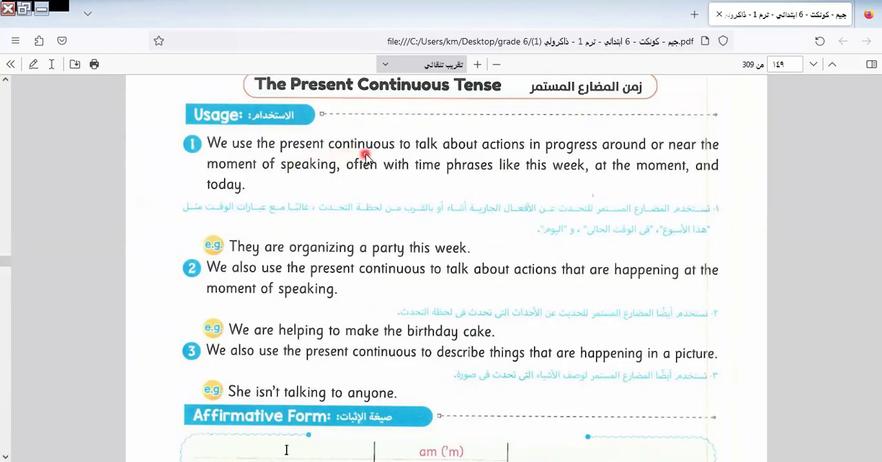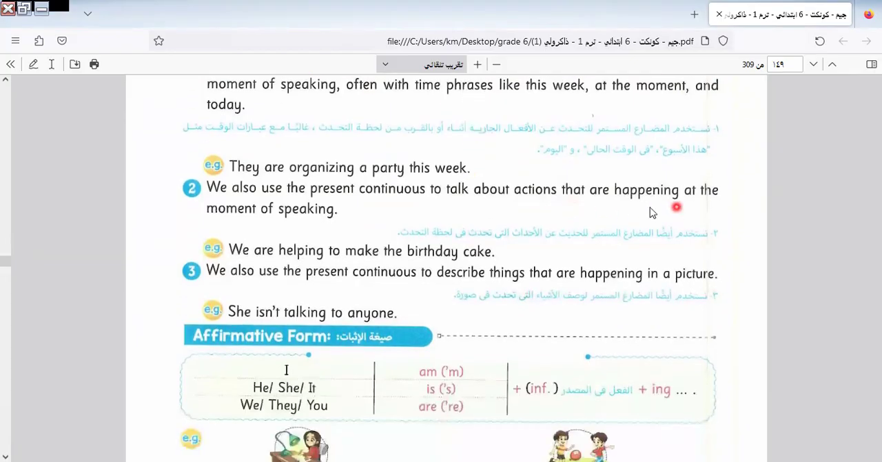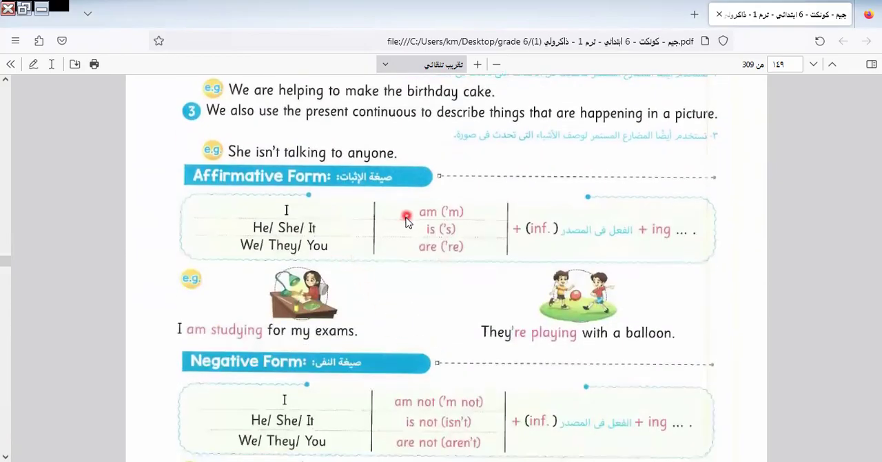I would like to remind you when we use this tense. We use this tense to express actions in progress around or near the moment of speaking, or the action that is happening now. The formula of this tense is I am, he, she, it is, you, we, they are, plus the infinitive of the verb with ing.